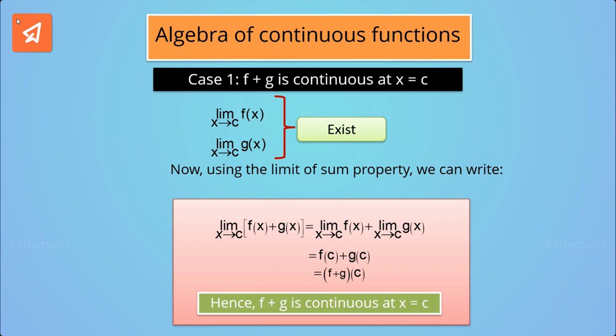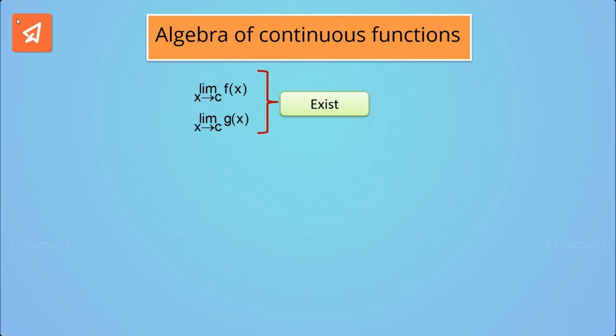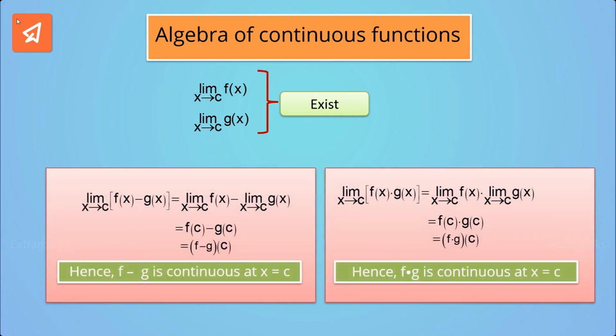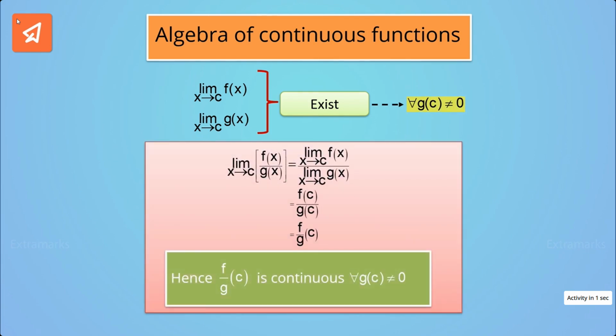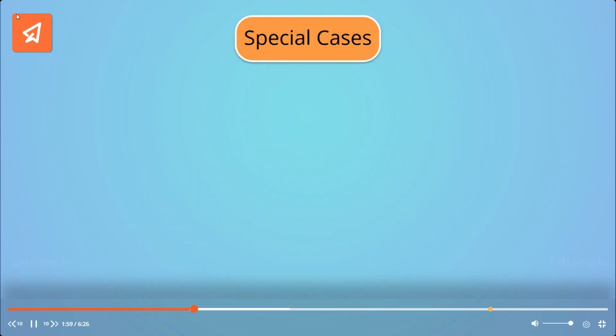In a similar way, we can prove f minus g and f times g are continuous at x equals c as follows. And similarly, f upon g is continuous at x equals c, provided g of c is not equal to 0. So we understand the proof.